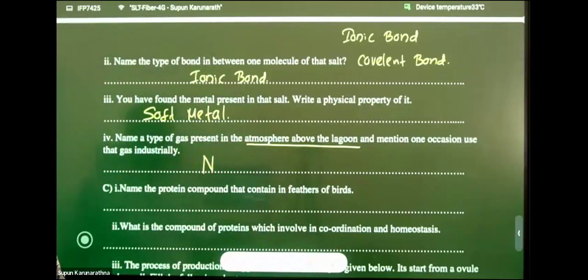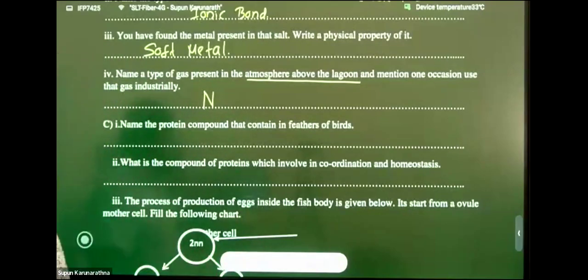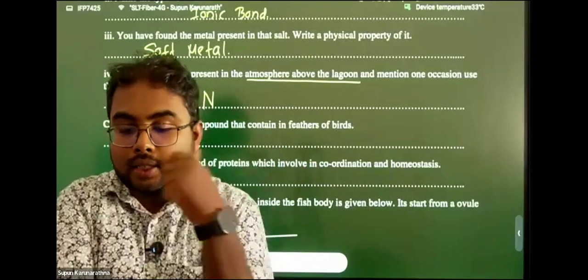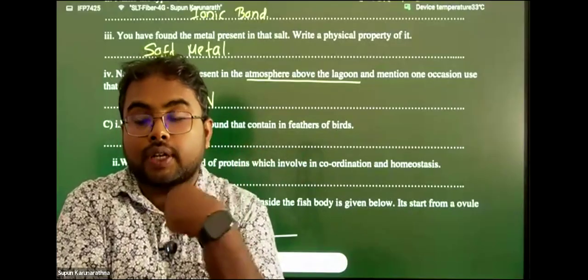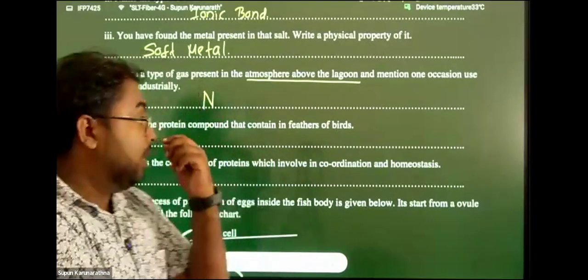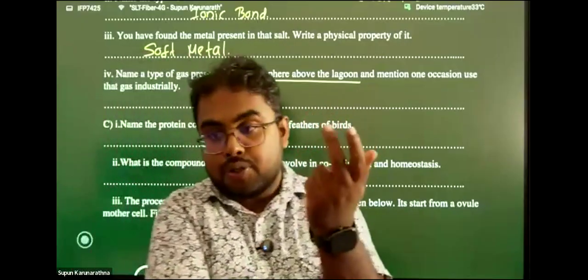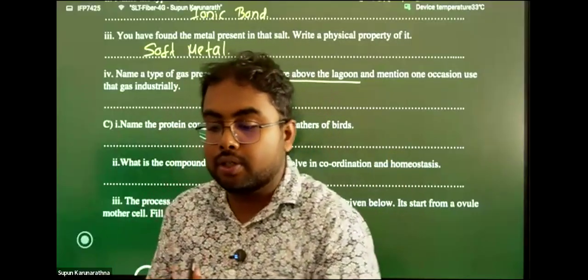The gas we can write is nitrogen. Right, nitrogen is the gas present in the highest amount in the atmosphere. So what are the uses of nitrogen? There are many uses: used in the production of ammonia, used as a coolant, and used to fill vehicle tires. This question is a combination of physics and chemistry, a total combination. Here is a good question.